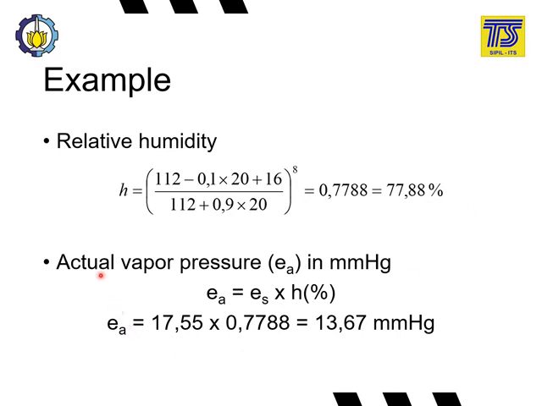And then after that, we can calculate the actual vapor pressure based on our humidity. If we calculate the humidity, we divide the actual vapor pressure by the saturated vapor pressure, right? So if we want to find the actual vapor pressure, we can use the saturated vapor pressure and the humidity. And after that, we got 13.67 millimeter of mercury of actual vapor pressure.